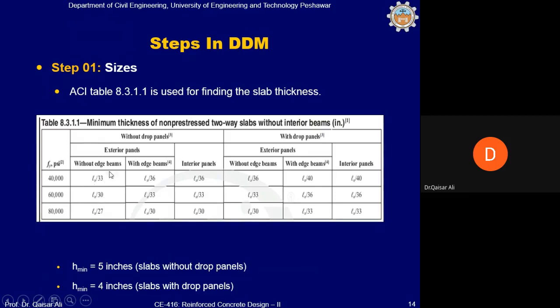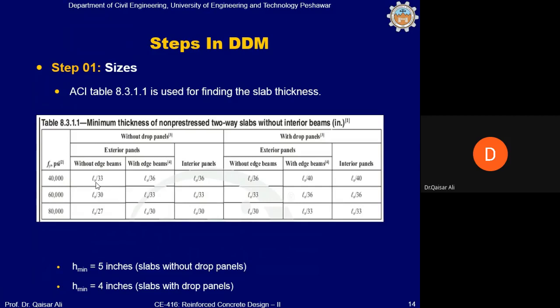Ln by 33 means what? Ln by 33 means that if the slab panel is, let's say, 33 feet long, which means the distance between the two columns, then 33 by 33 feet is 1 foot. So a 1 foot thick slab will be required. You can see that in the previous examples where the slab was having beams also. So in a slab with beam system, most of the time the slab was 6 to 7 inches thick.